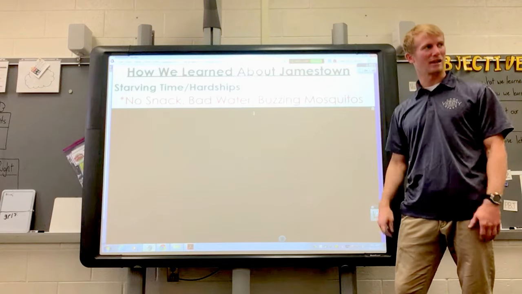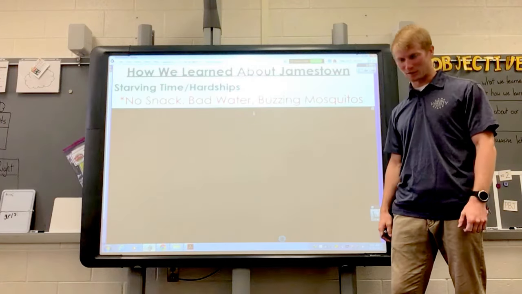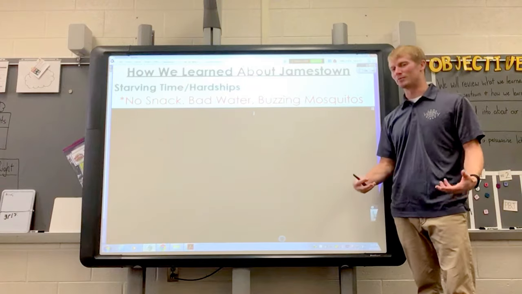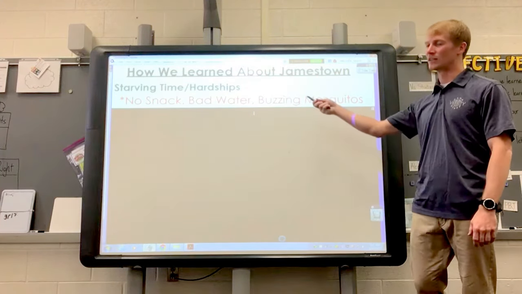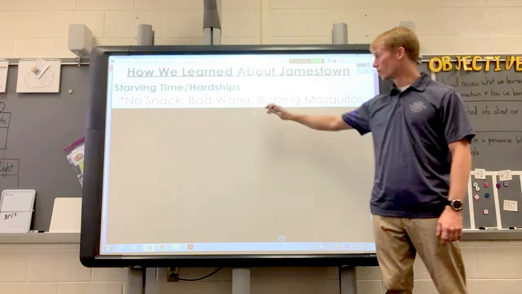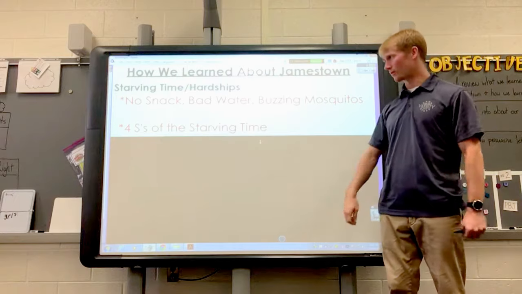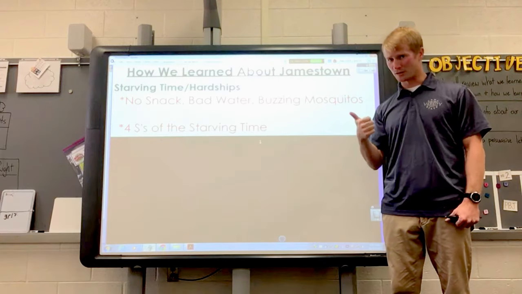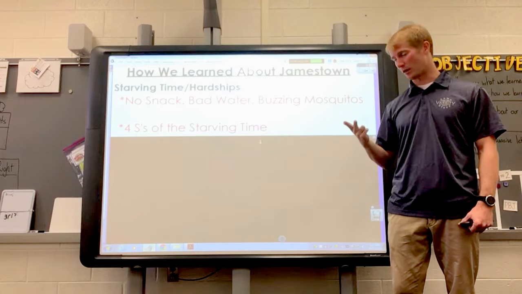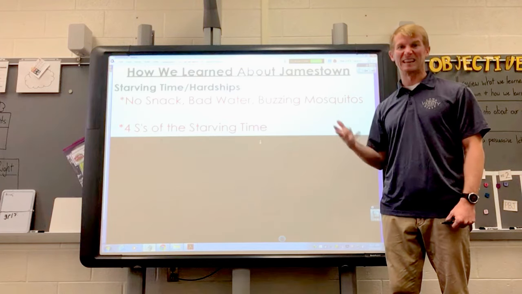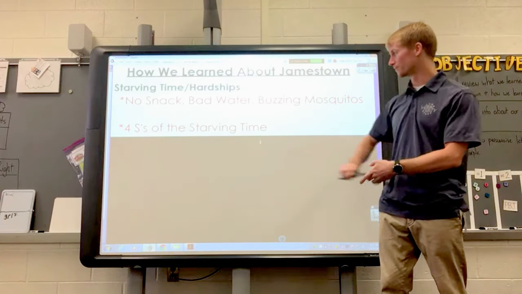If you can think back and remember, I made it so we had no snack, and I told Miss Durkin that the water was bad, and you were all upset with me, but think about how the Jamestown settlers would have felt having to deal with all of those issues. We also learned of the 4 S's of the starving time. And remember, that was sickness from mosquitoes, the salty water, that storehouse fire that burned all their food, and then finally the lack of skills. They didn't have any skills to farm or get food.